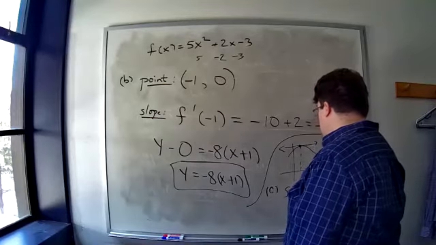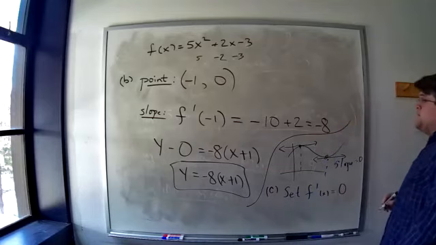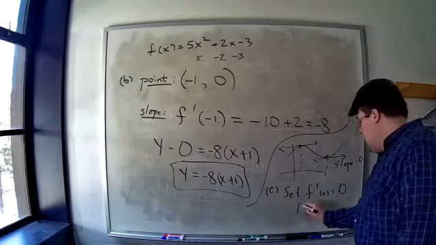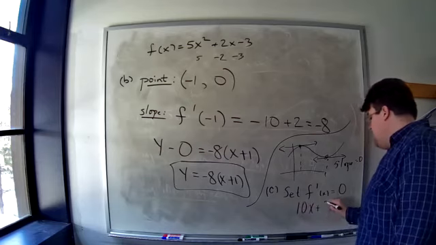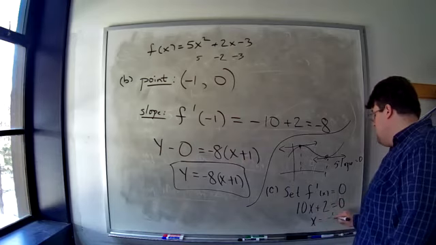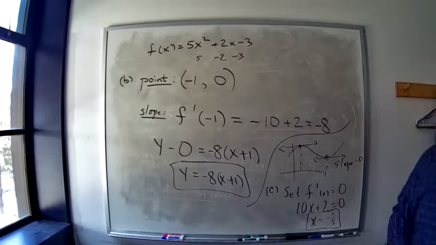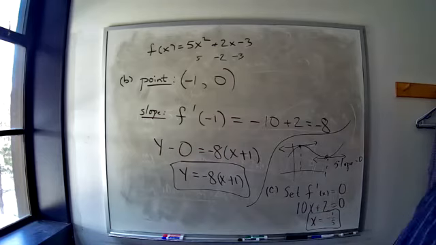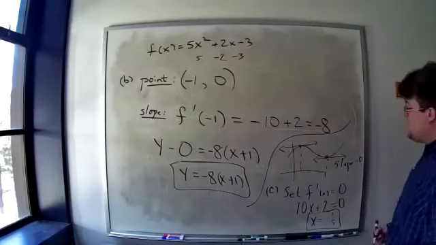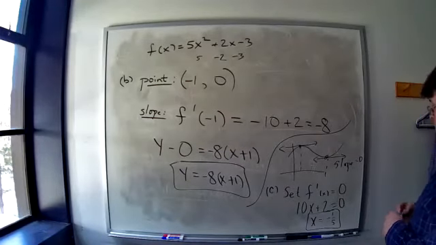So for part C, we need the x values which make f prime of x equal 0. So here, f prime of x is 10x plus 2. Set that equal to 0. You get x equals negative 1/5. Is that showing on the screen? Yeah, so x equals negative 1/5. Subtract 2, divide by 10, reduce the fraction, and you get x equals negative 1/5.